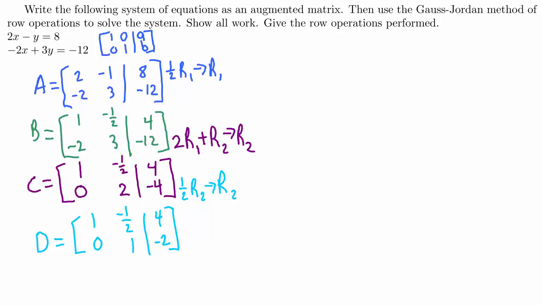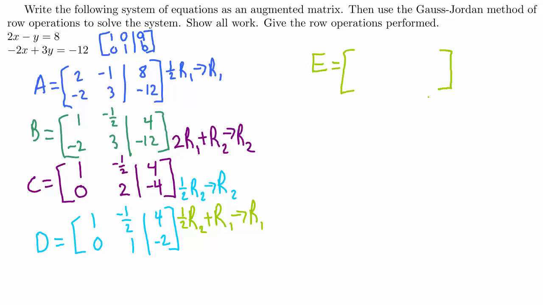Okay, we have one more operation to do here, and that is to change this negative 1/2 to a 0. And to get to a 0, I use the opposite. The opposite of negative 1/2 is 1/2. I multiply by the other row, which is row 2, and add this to this row, which is row 1. And that'll give me a new row 1. And that'll give me matrix E.